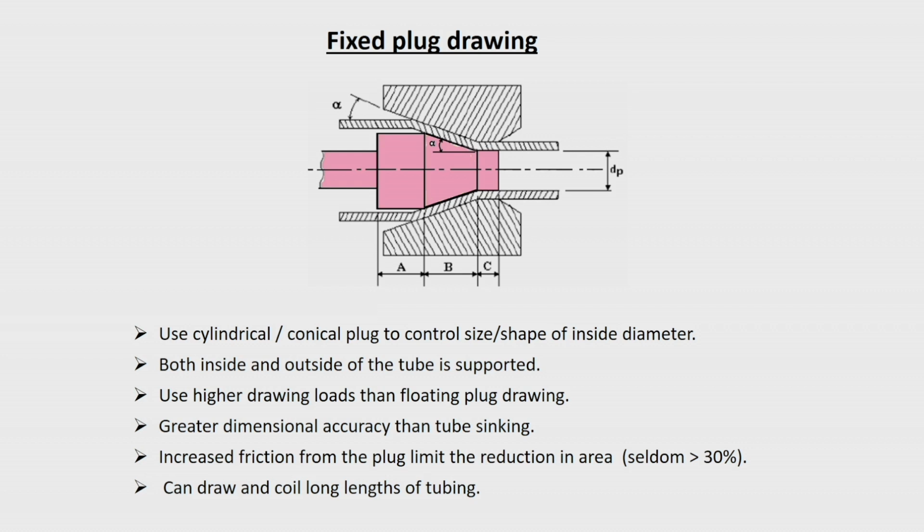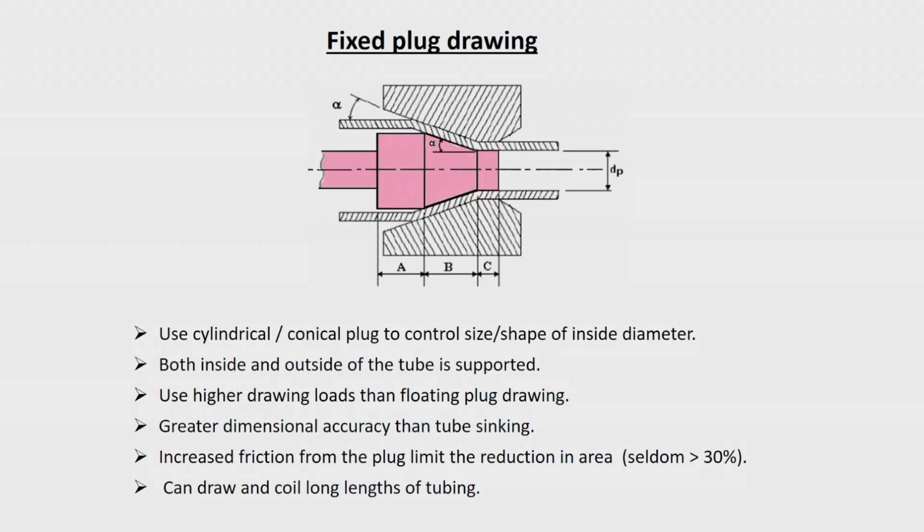Here you will find that the total load is lower than tube sinking, which may not always be true, but normally it is found to be so, and you have a very good surface finish. So, greater dimensional accuracy is obtained compared to tube sinking, but the load in this case is higher than the floating plug drawing, which we will be discussing soon. You have a uniform thickness, but the drawback is that this fixed plug has to be fixed somewhere.